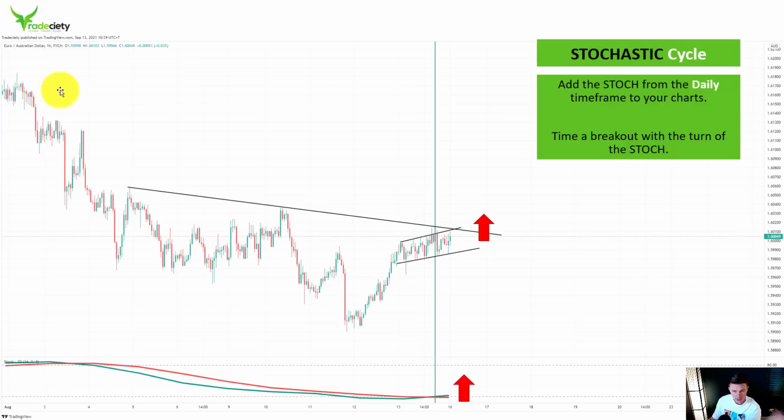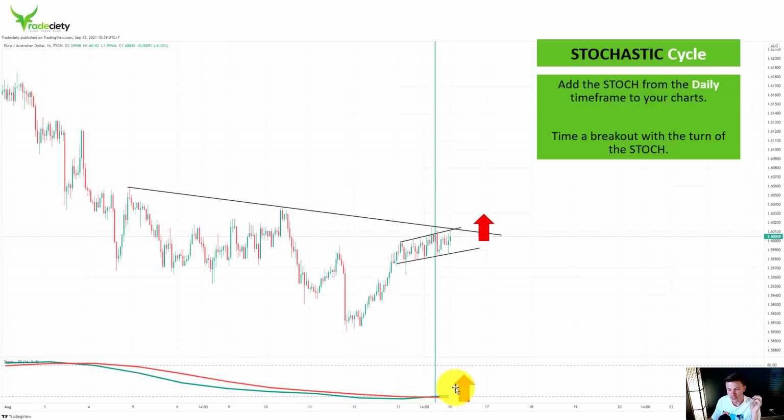We are on the 1 hour time frame, but here on the bottom, we have the stochastic from the daily time frame. The period is 14, 3, 3, so the default stochastic, but it's coming from the higher time frame. And the stochastic is often giving us those nice cycles.